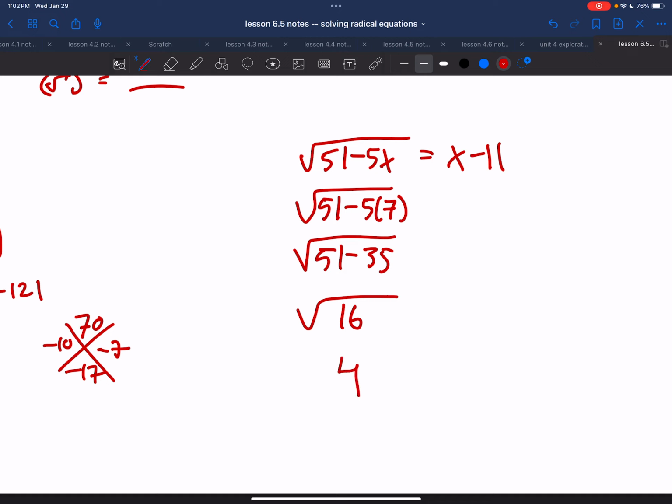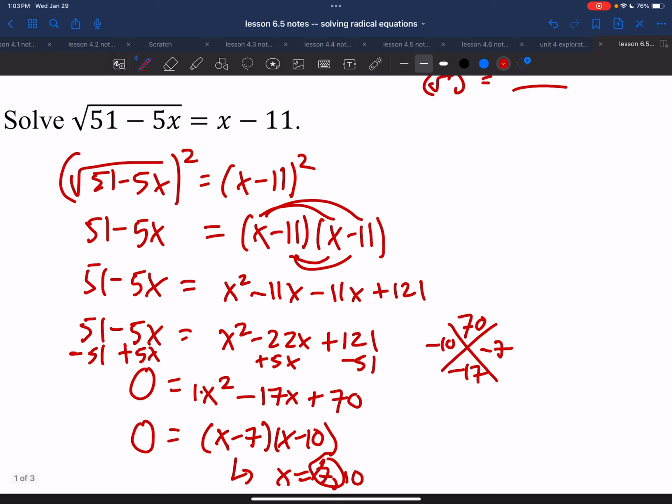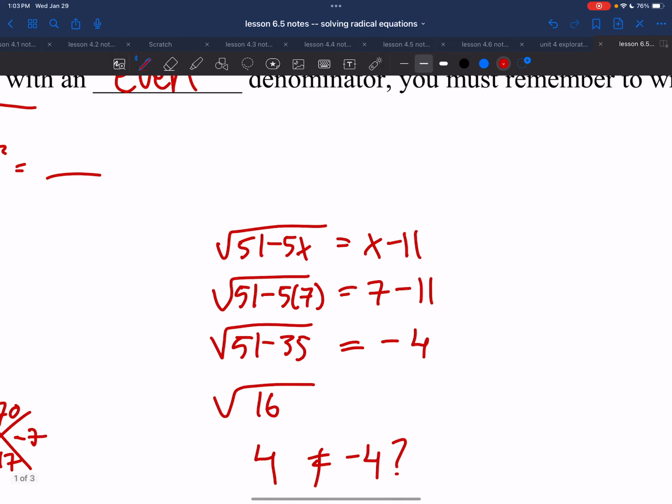Now, let's do the right side. You put in 7 minus 11. Well, 7 minus 11 is negative 4. So conclusion, does negative 4 equal 4? No, it doesn't, right? That means that 7 is not an answer, okay? And we can repeat this with 10, okay?